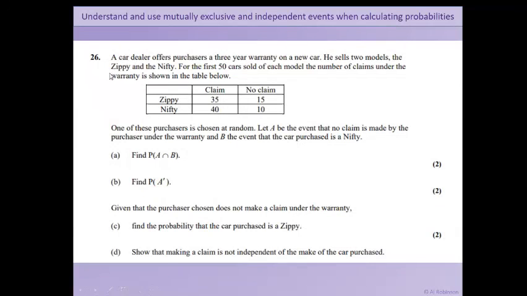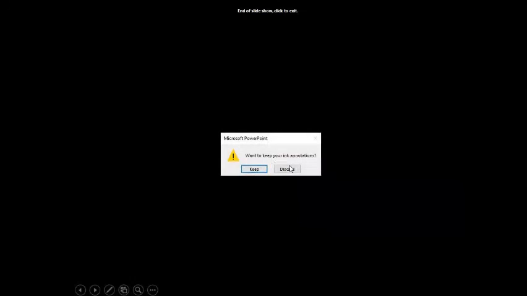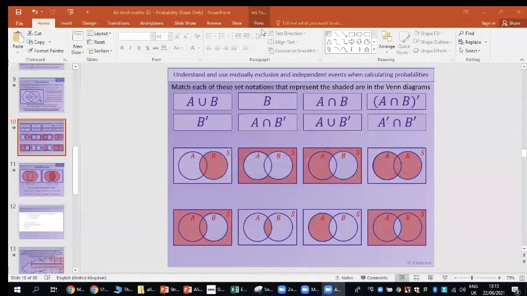Okay, so there's another exam question here for you guys to have a go at. So what you need to do is look through the exam questions that I've given you and complete them and upload it to the Google Classroom. Okay, any questions, please let me know.